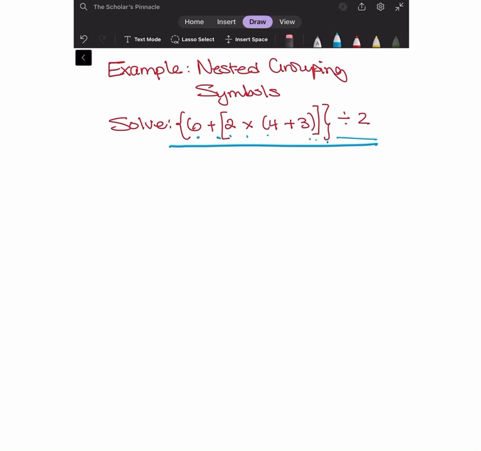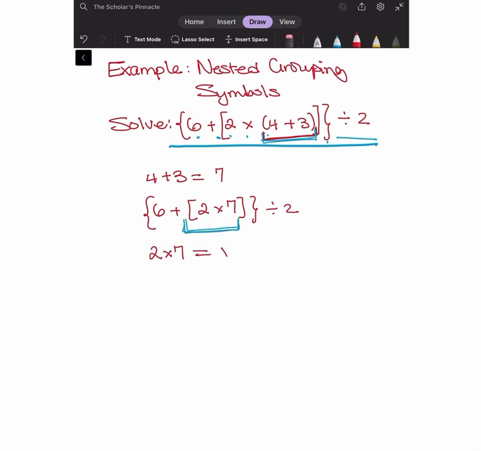Let's solve this. First step, we focus on the innermost, just like we talked about it. You focus on the innermost, then you work outside. 4 plus 3 equal to 7. You got that right. Now our expression looks like this. Next, we take care of this inner bracket. 2 times 7 equal to 14. You guessed that right. Now our expression looks like this.